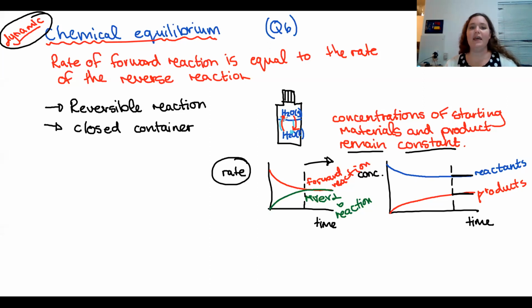All right. Can I quickly check before I go any further? Does everybody understand the idea of what a dynamic equilibrium or a chemical equilibrium is?